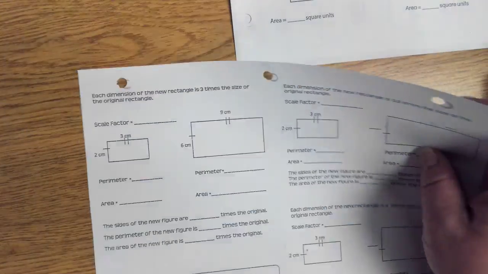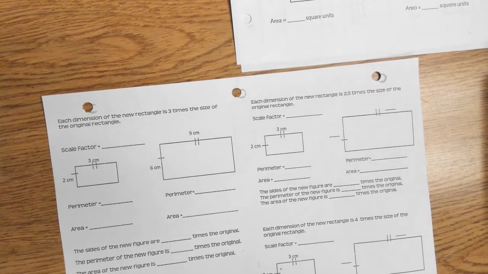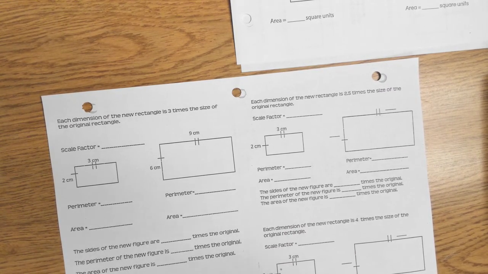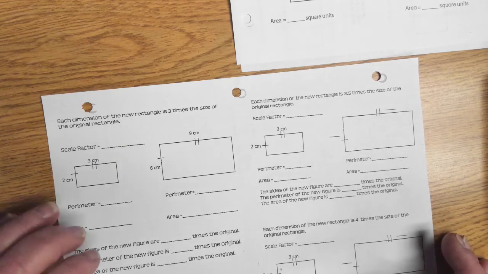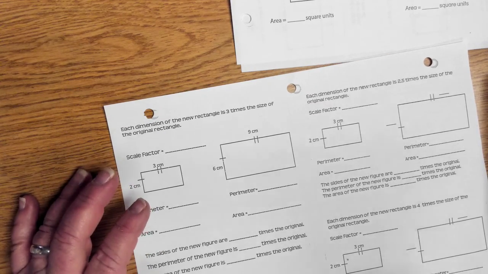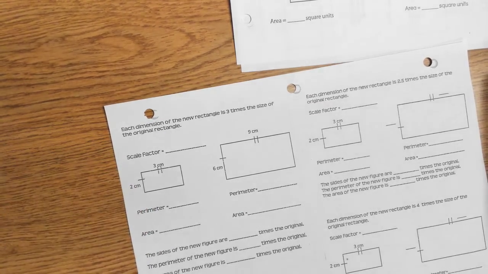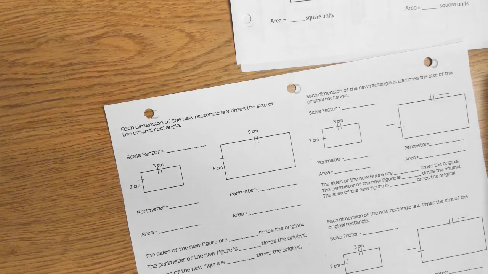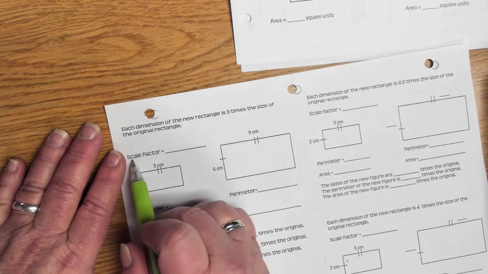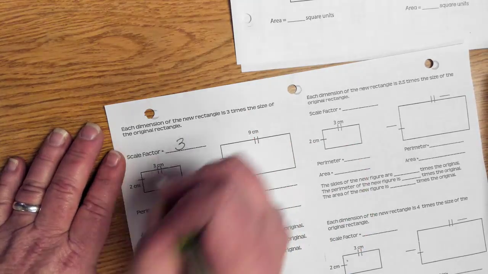So let's flip the page, okay? All right. So each dimension of the new, it says new rectangle is 3 times the size of the original. So now, instead of just doing a figure and making it bigger or smaller, we are doing dimensional change. That means we're taking the perimeter or the area and seeing how we multiply it by a scale factor, what happens, okay? So, a scale factor of 3, all right?